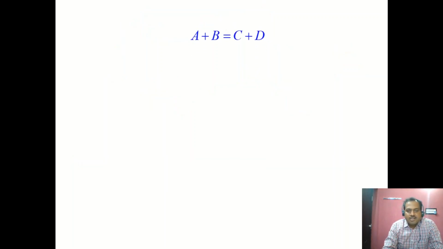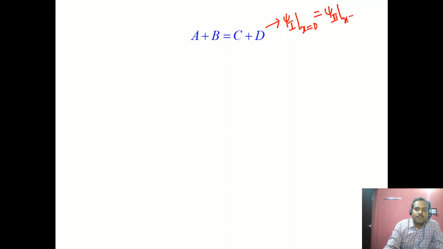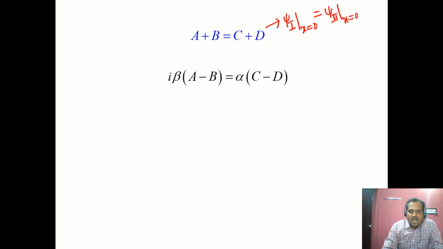So the first condition will give you a plus b is equal to c plus d. This we are going to get from psi 1 x at x equal to 0 is equal to psi 2 x at x equal to 0. Similarly, if you take the first spatial derivative with respect to x, then we can obtain this condition, that is I beta into a minus b is equal to alpha into c minus d.